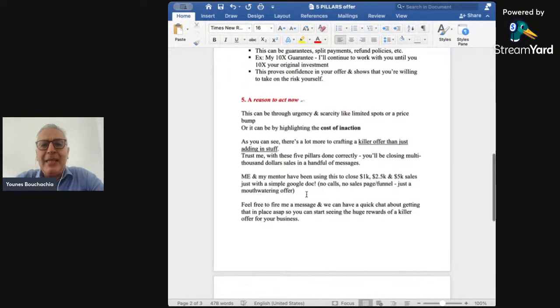Lastly is a reason to act now, and this can be through urgency or scarcity, like a limited spot or price bump, or it can be highlighting the cost of inaction. Both of these are very important. You can either highlight scarcity, limited spots, or a price bump, or you can speak about the cost of inaction. Both of these speak to the fear and get people to want to act on the spot. As you can see, there is a lot more to crafting a killer offer than just adding in stuff.